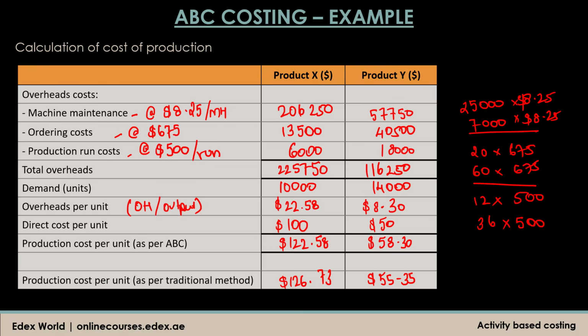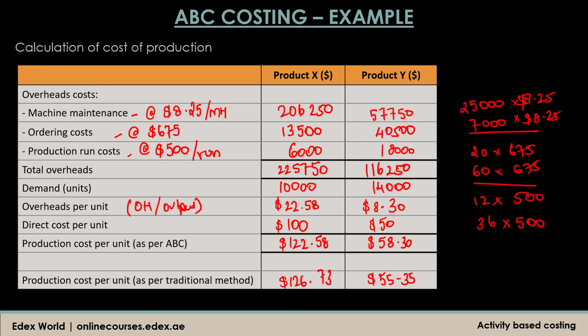And why did this happen? Because as per the traditional costing method, when we apportioned the overheads, a high amount of overheads were apportioned to product X. But when it came to ABC, here more overheads are apportioned to product Y. So we can say that ABC is a more detailed way of analyzing and apportioning overheads. It is more accurate and better than the traditional costing method.